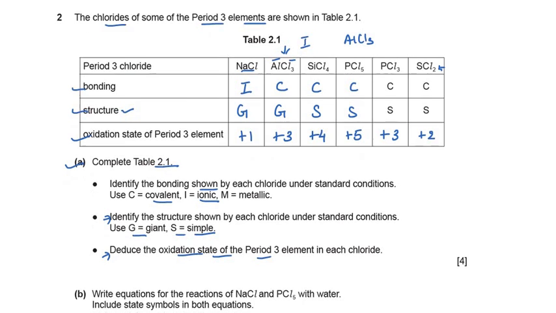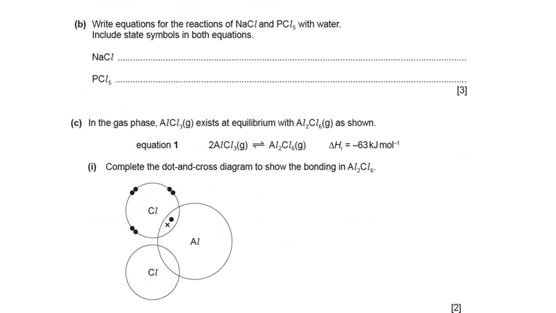Now let's check the B question. Write the equation for the reaction of NaCl and PCl5 with water. Include the state symbols in both equations. Remember, we don't just have to write the equations, we have to include the state symbols also. Starting with NaCl, when added to water it's just going to dissolve, it's not going to react, and we know that NaCl is a solid.